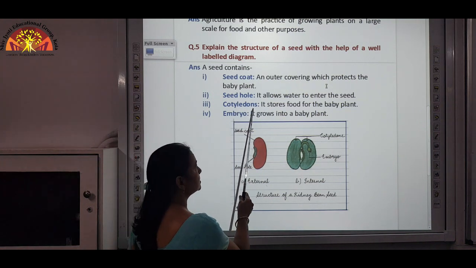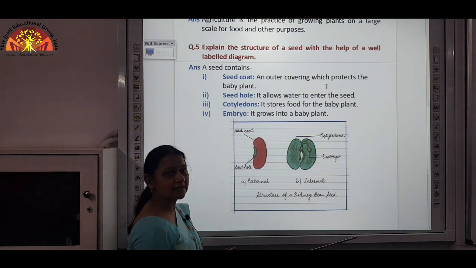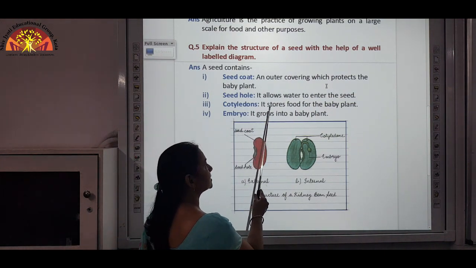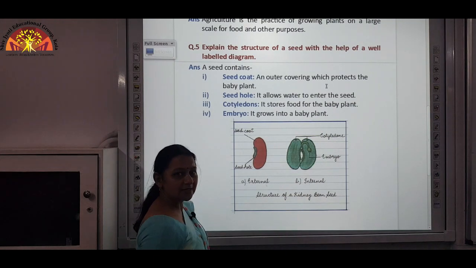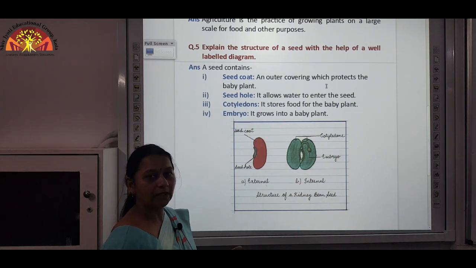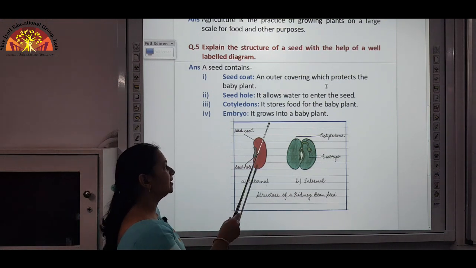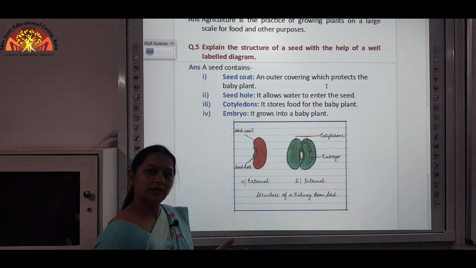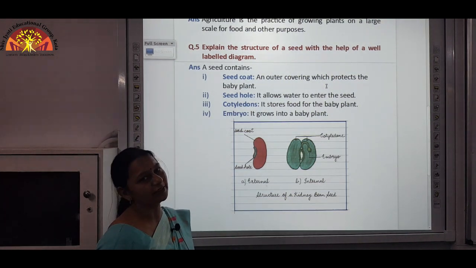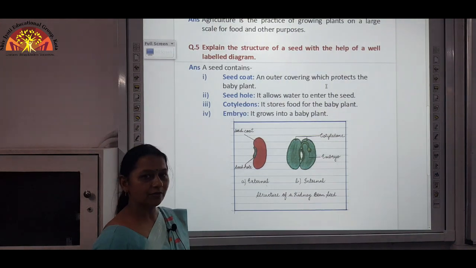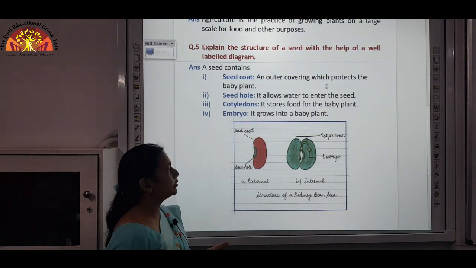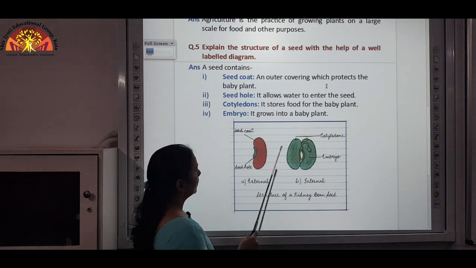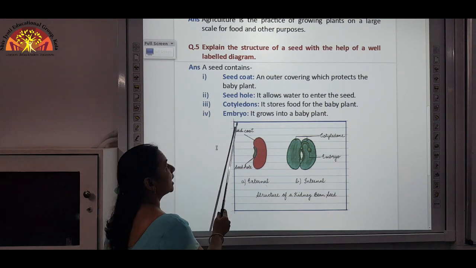Next one is cotyledons. The function of cotyledons, as we have done in our internal question too: what is the function of cotyledons? It stores food for the baby plant. When the plant is growing, it takes up the food stored in the cotyledons until the leaves grow up. After the leaves grow, they make the food themselves by the process called photosynthesis. So, until the leaves are grown, the growing plant takes up the food from the cotyledons.